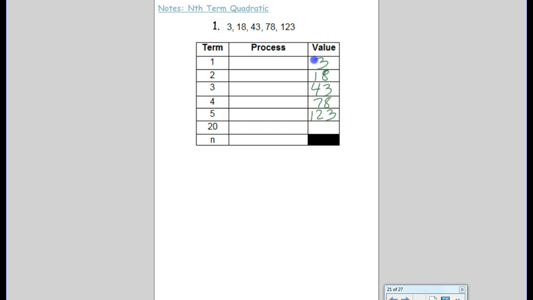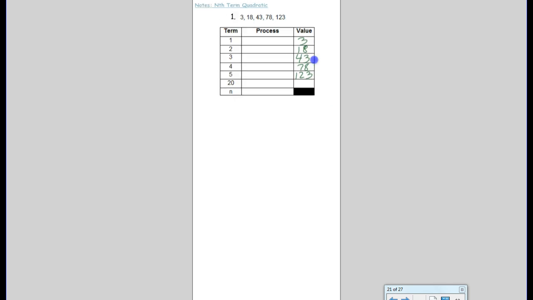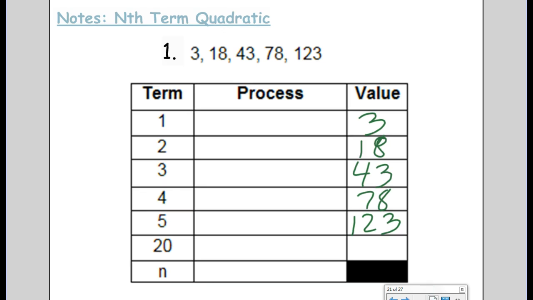Now, what did we do last time to start with, every time? Delta y. I want everyone to do delta y. 18 minus 3 is 15. 43 minus 18 is 25. 78 minus 43 is 35. And 123 minus 78 is going to be 45. Oh no! We didn't get the same number for delta y. We got different numbers.